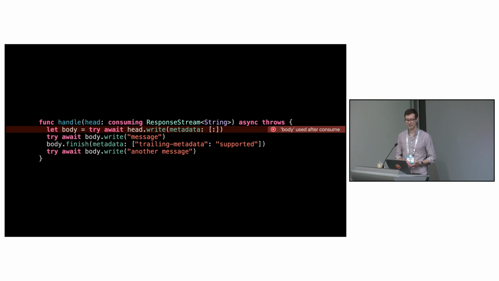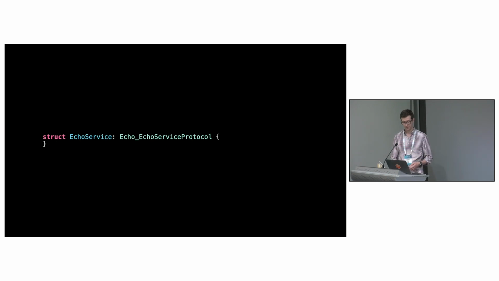In the end, we landed on stub APIs, which we think strike a great balance. They're easy to use while making it possible to access all parts of the request and response stream, while preventing you from making protocol violations. Importantly, they feel like idiomatic Swift APIs. Let's take a look at an example of the echo service.